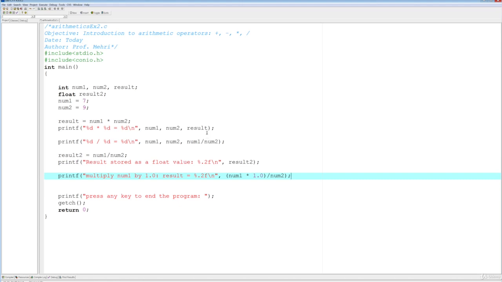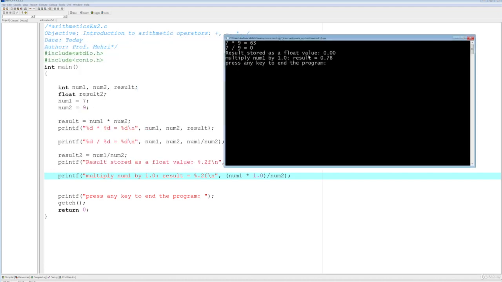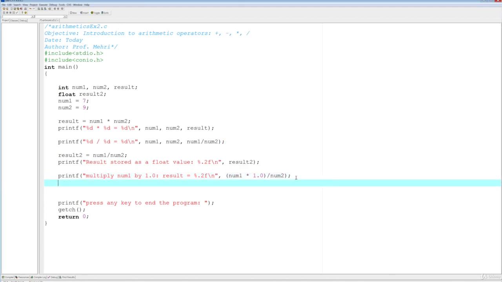So now we're going to get a result that is close enough, compile and run, to what we want, 0.78. That is the correct result typically if you were dealing with real numbers. 7 divided by 9 will give you 0.78. Is there another way to do this? Yes. Printf.